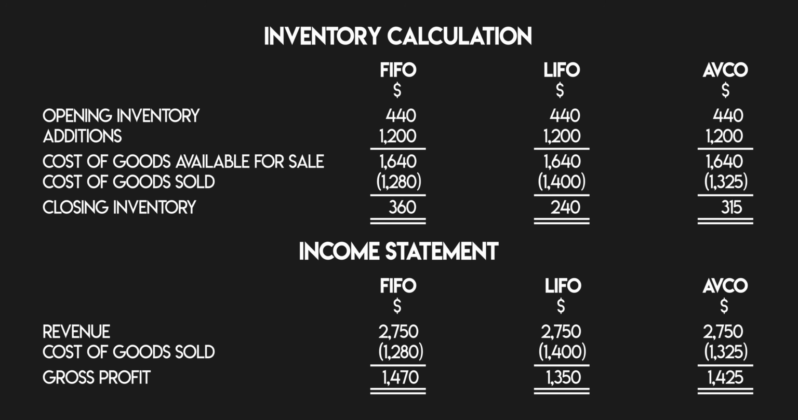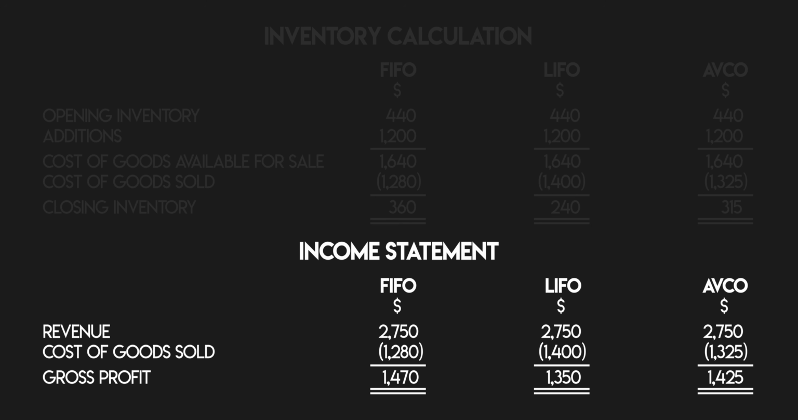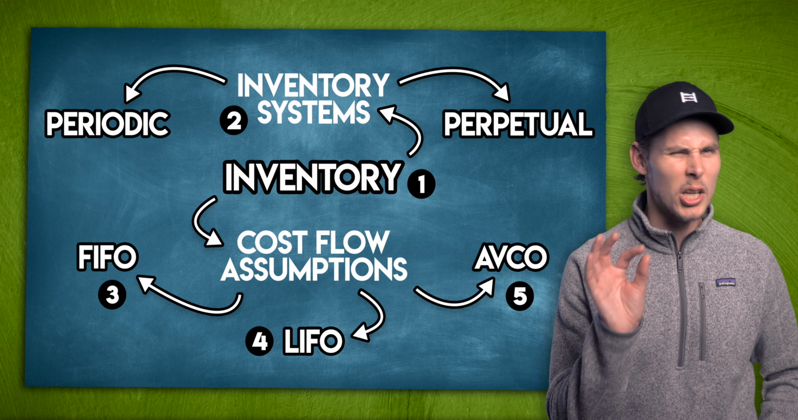So for example, during times of inflation where cost prices are rising, your cost of goods sold under LIFO tend to come out the highest because it reflects your most recent purchases. And your cost of goods sold under FIFO would come out the lowest, because this assumes that you're selling off your older, cheaper inventory first. With the average cost method, your results come out somewhere in the middle. There you go. That's merchandising inventory in a nutshell.